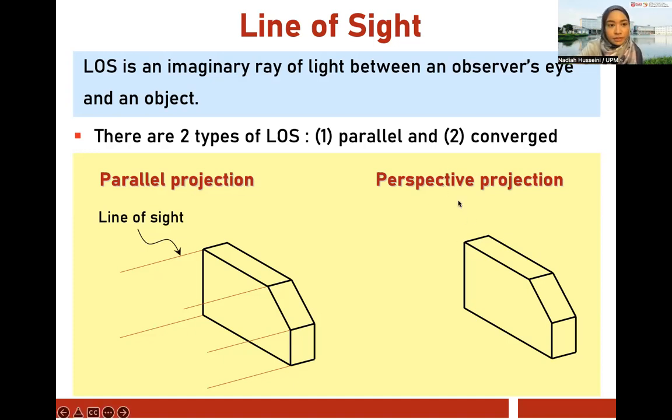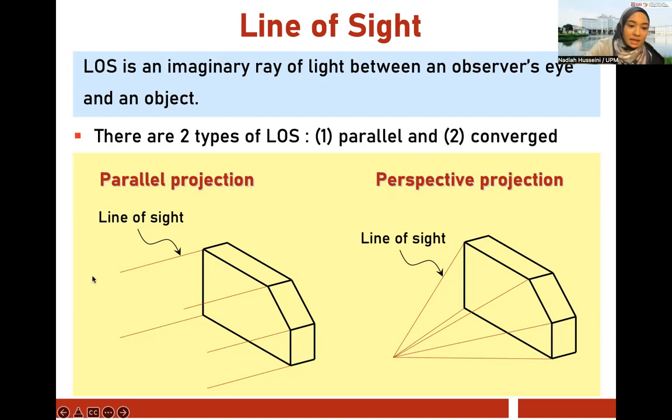So for perspective projection, line of sight dia akan converge. So mata saya kat bawah ni lah. So the line converges to my eye down here. Here saya imagine muka saya terpampang kat sini. So semua parallel. Sebenarnya tak parallel sangat lah mata kita kan. But so if I'm down here, I can say that the line of sight is converging.